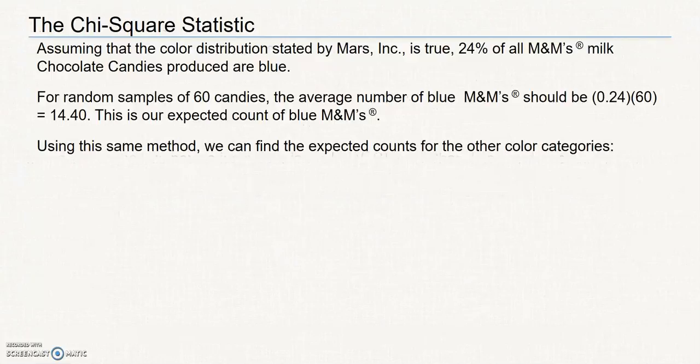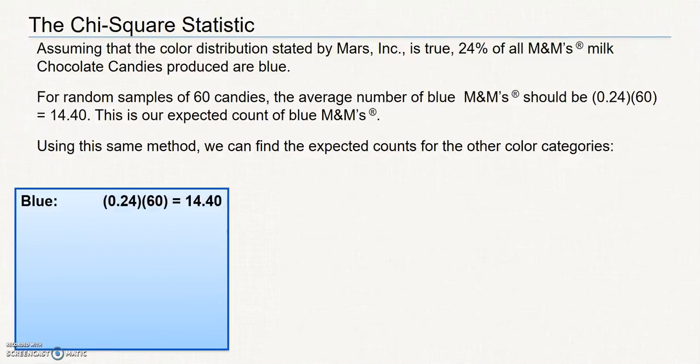Assuming that the color distribution stated by Mars is true, 24% of all M&Ms produced are blue. So for a random sample of 60 candies, the average number of blue M&Ms should be 0.24 times 60, so 14.40. This is our expected count of blue M&Ms. Now you do not want to round that because it's an average over time.